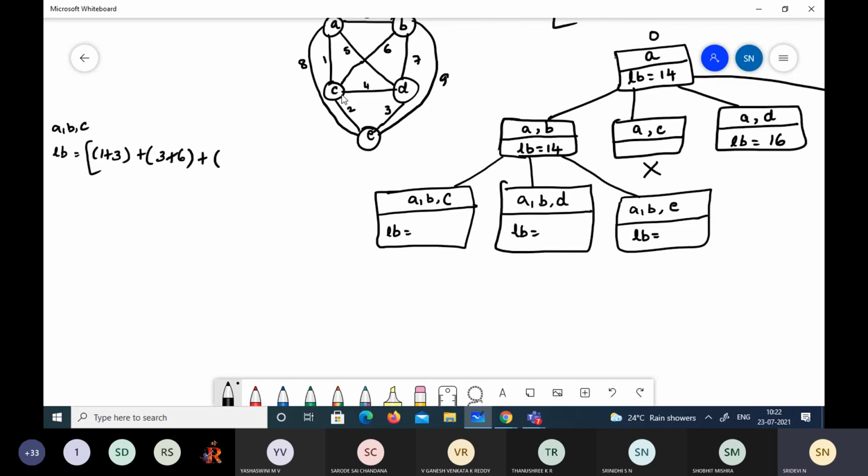Okay. Then from C, if you take, now this is fixed. 6 is fixed. So we have to take 6. And among the remaining 2, 4 and 1, the smallest one. Okay. Then D, 3 plus 4, and from E we have 2 and 3. The whole thing divided by 2 will give you 16. Okay.